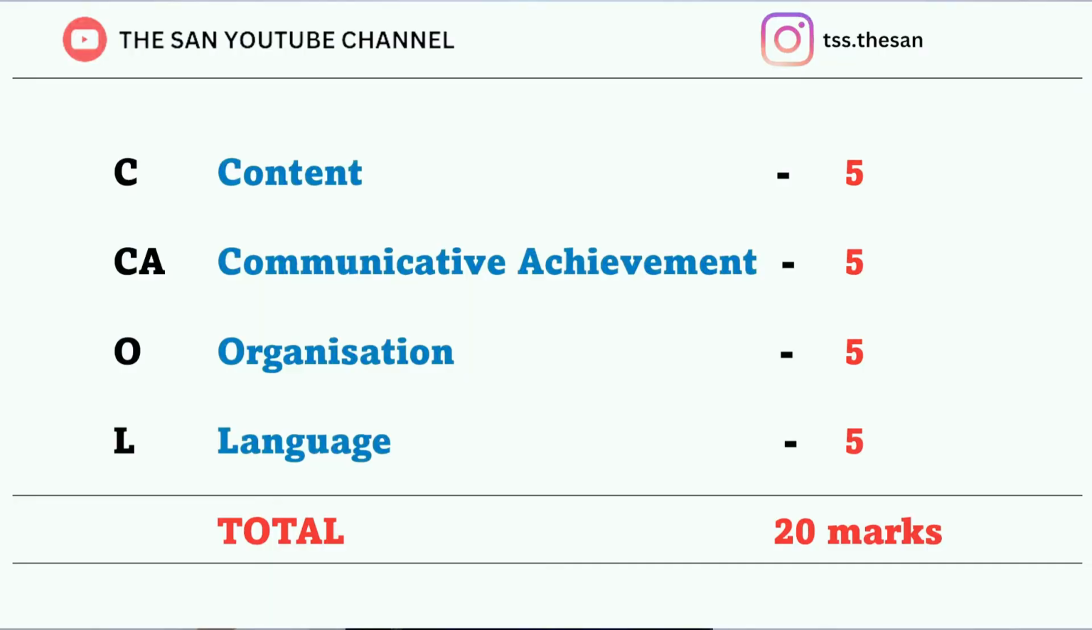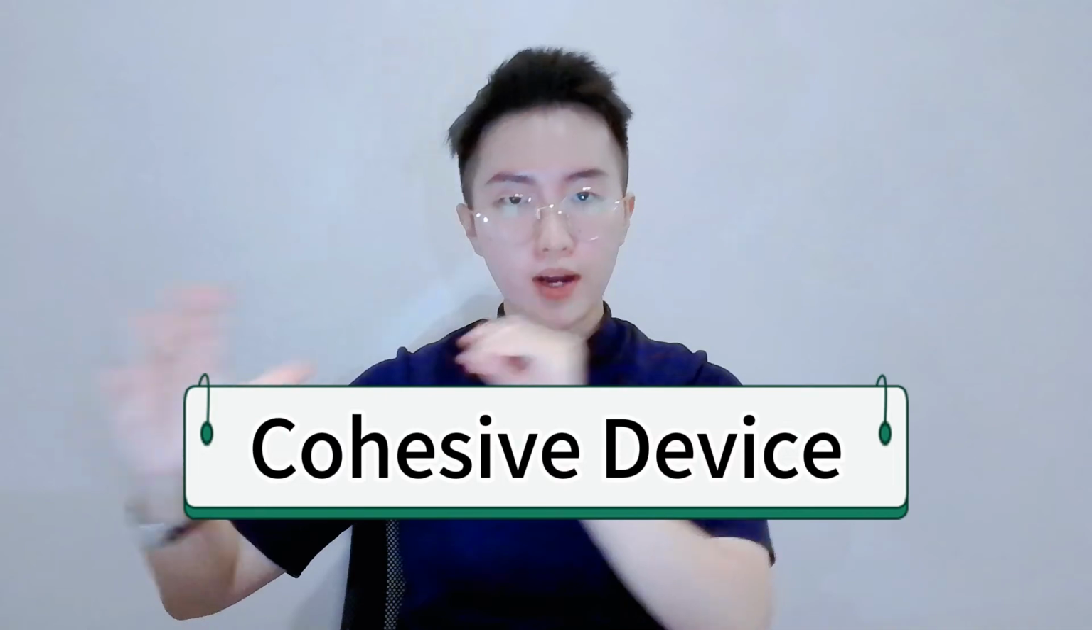Now let's go to the third session, organization. So for organization, the question is, is your essay organized? So to score this session, you have to put cohesive devices in your essay. That means penanda wacana in English.